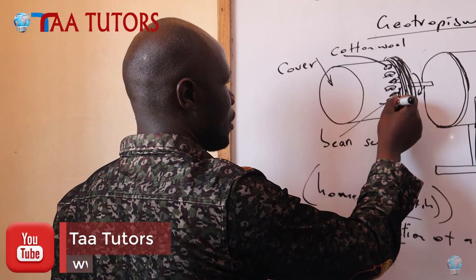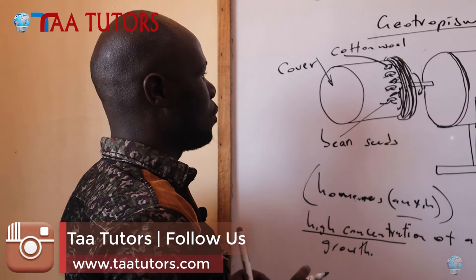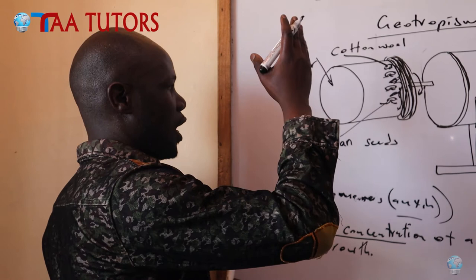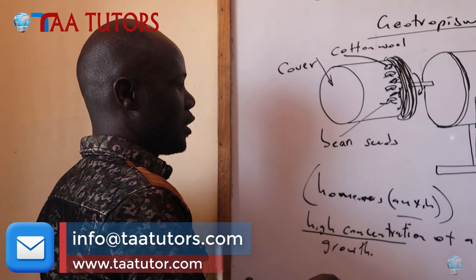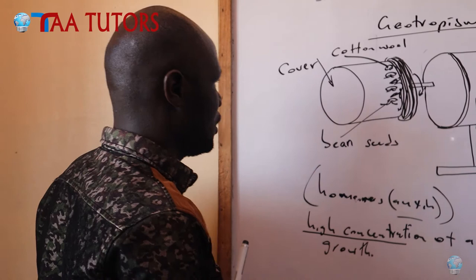In a normal situation, we know how they should be growing. We should be seeing that the shoot should be curving upward so that it can access light, and then the root should be bending downward so that it can get into the soil to support the plant. That is how the normal growth is. But in this case, what will we see?